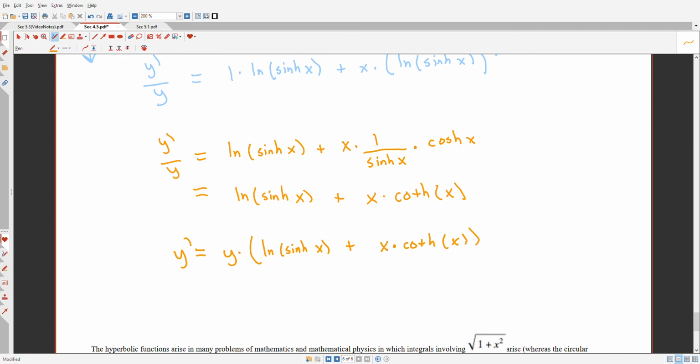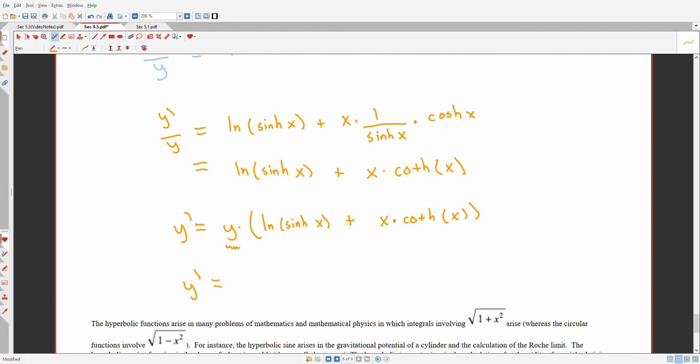My last step is I should tell you what this function y is in terms of x. That was my function sinh of x to the x power. And so now I have natural log of sinh of x plus x times cosh of x. What a lovely derivative.